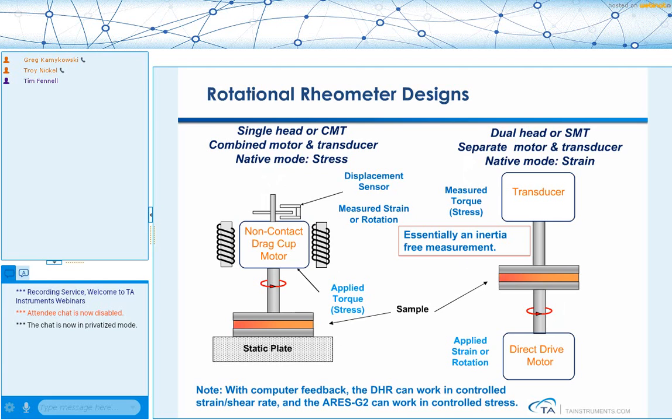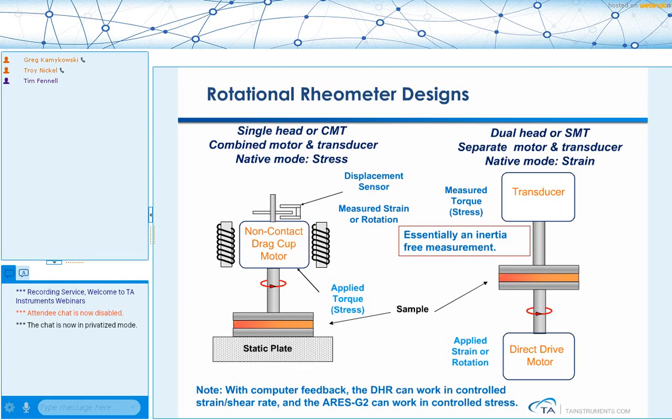For the HR rheometers and the Aries, we have the schematic diagram of both of these here. And if we look at the HR type of rheometer on the left, you see that the way this works is we apply a torque through a non-contact drag cup motor, and we measure the amount and rate of deformation with 1 or 2 optical encoders. And that's essentially how the rheometer works. So everything happens upstairs, so we call this a single head or combined motor and transducer.